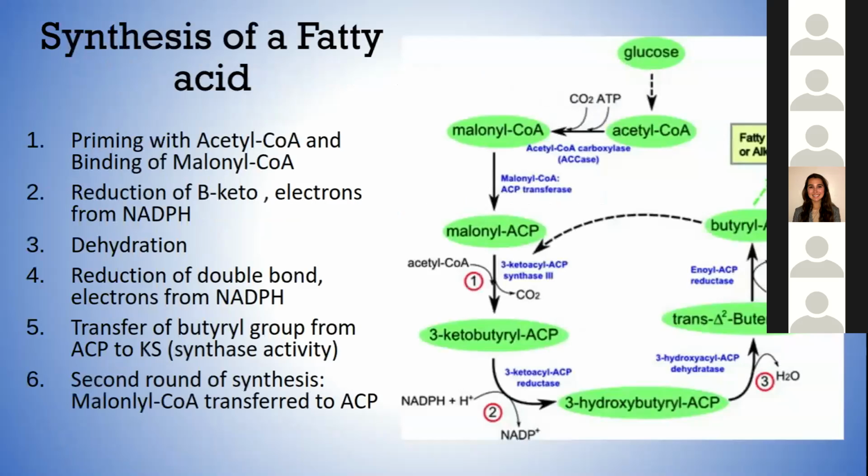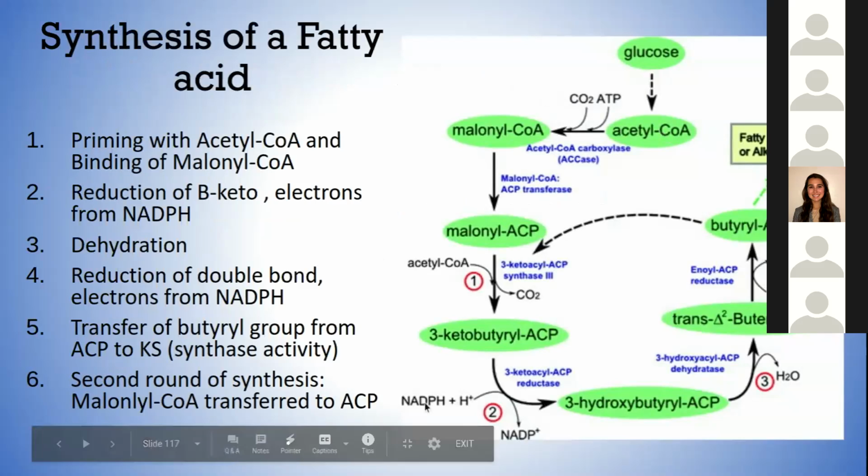So basically going through these steps, we're going to prime it first with acetyl-CoA. So the priming is going to happen right here. And then we bind with malonyl-CoA. And basically once we have that, we can start the reduction process. The reduction process is going to take that beta keto form that we have and transfer by putting in NADPH and getting NADP plus out. That's going to be our first reduction process.